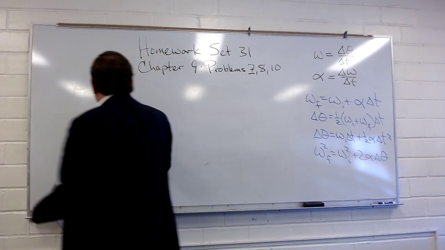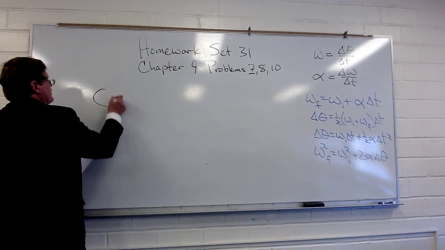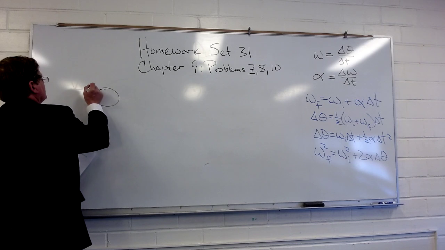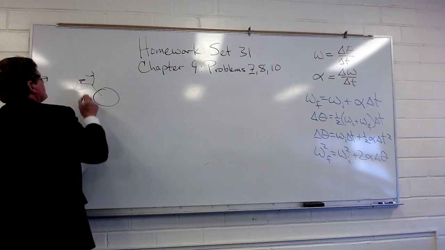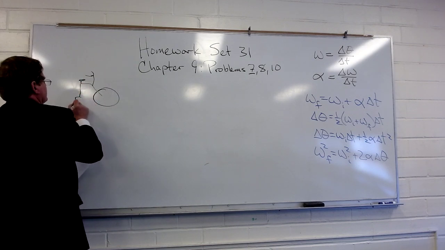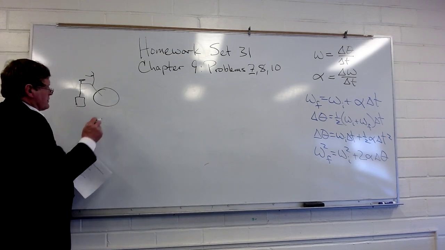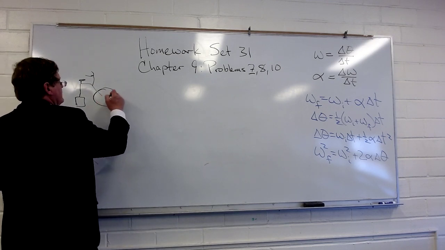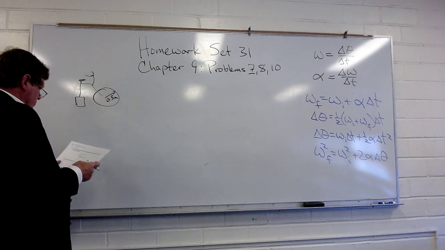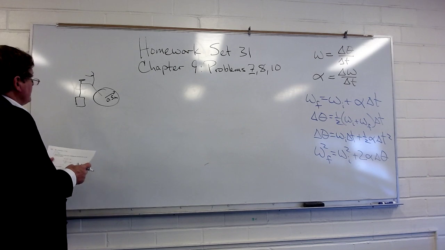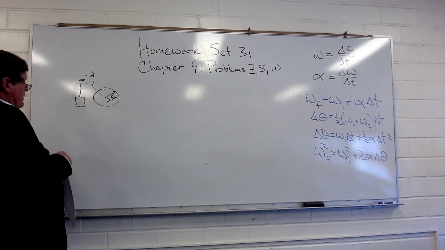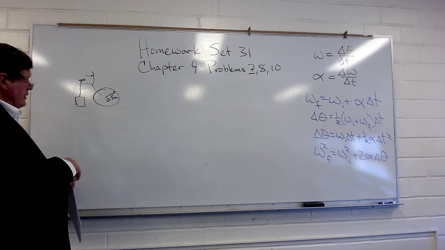Now, problem 7 involves a stationary bicycle. I don't know how to draw one of those, but it's got a seat, it's got handlebars, and it's got some stand down here. Anyway, we're told that the radius of the wheel is 0.5 meters, and we're told that the stationary bike originally is not turning.